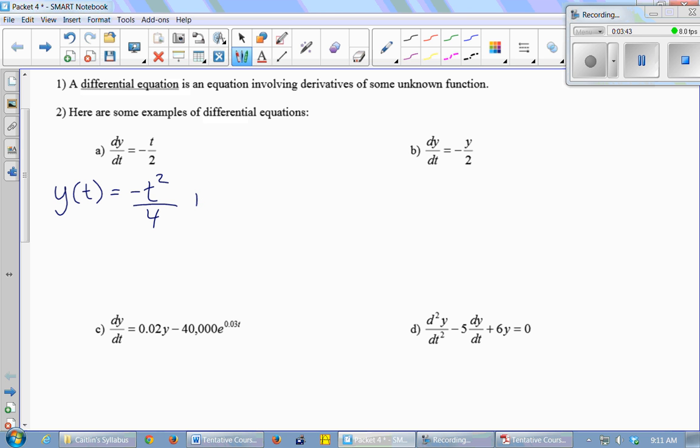And then you can add any constant, right? Any constant, and the derivative of the constant term is 0. So I have a whole family of functions. They're all parabolas that open down, right? And you can just shift them up and down. All of those parabolas satisfy this equation, no matter what c I use.